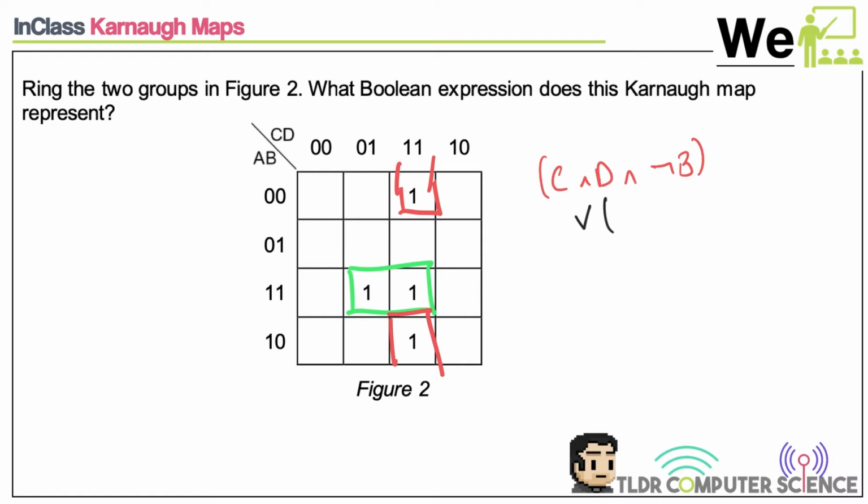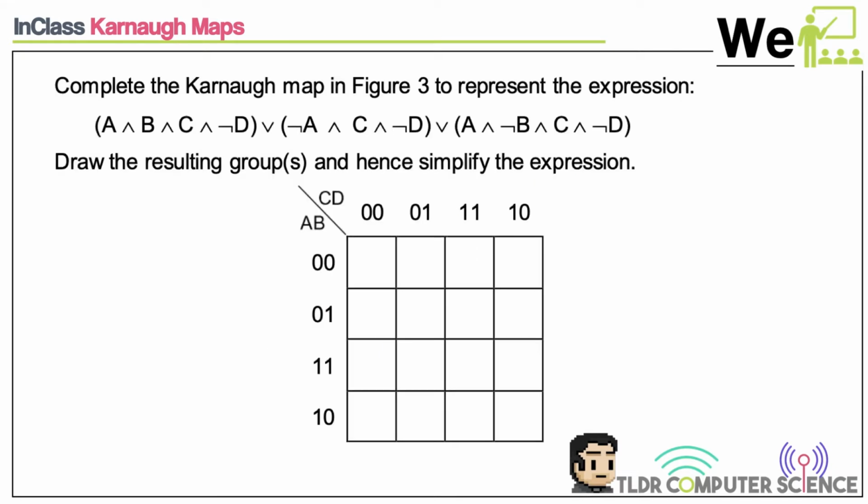And then the green one, what stays the same? A and B. It's 1 and 1, stays the same. So we've got A and B. And, does C stay the same? No. Does D stay the same? Yeah. So A and B and D. What a wonderful world. Okay, people.